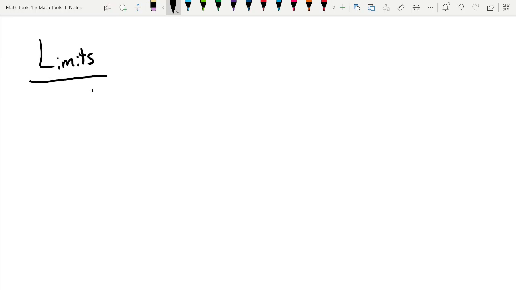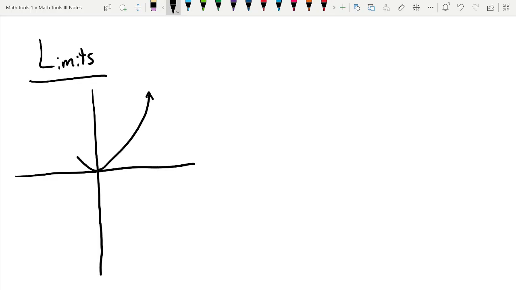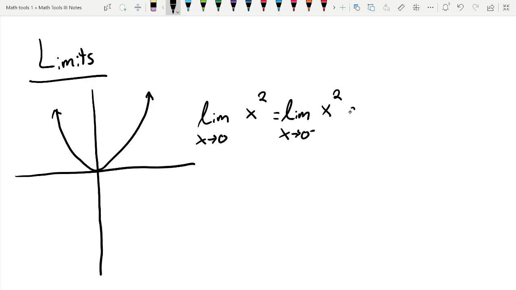Okay, so if we consider what we had to do for a limit in 2 dimensions, so like let's just say x squared when we're approaching x equals 0, right? So if we're looking at the limit as x approaches 0 of x squared, we would need to look at the limit as x approaches 0 from the left of x squared, and the limit as x approaches 0 from the right of x squared, and we would need to show that they were equal, and that would tell us what the limit was. This is the point right here at 0, so we would approach from the left, we would approach from the right, and then that tells us what the limit is.